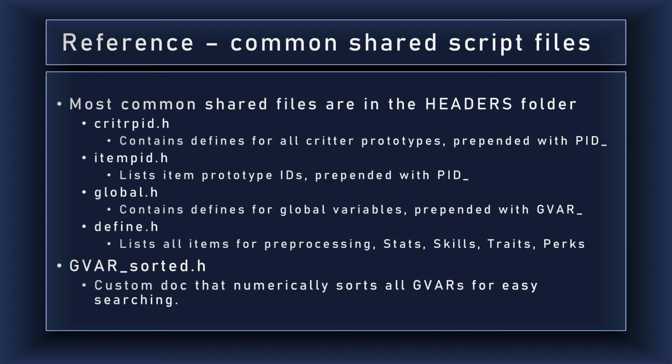Same thing in item PID. This is going to list prototype IDs for items. So PID underscore fuel cell converter, or whatever it is, something that you have to retrieve for Smitty to upgrade the Highwayman, is going to be defined in item PID.h. And essentially what's going to happen is you'll have a method that will add or remove something from your inventory, and it'll refer to the PID.